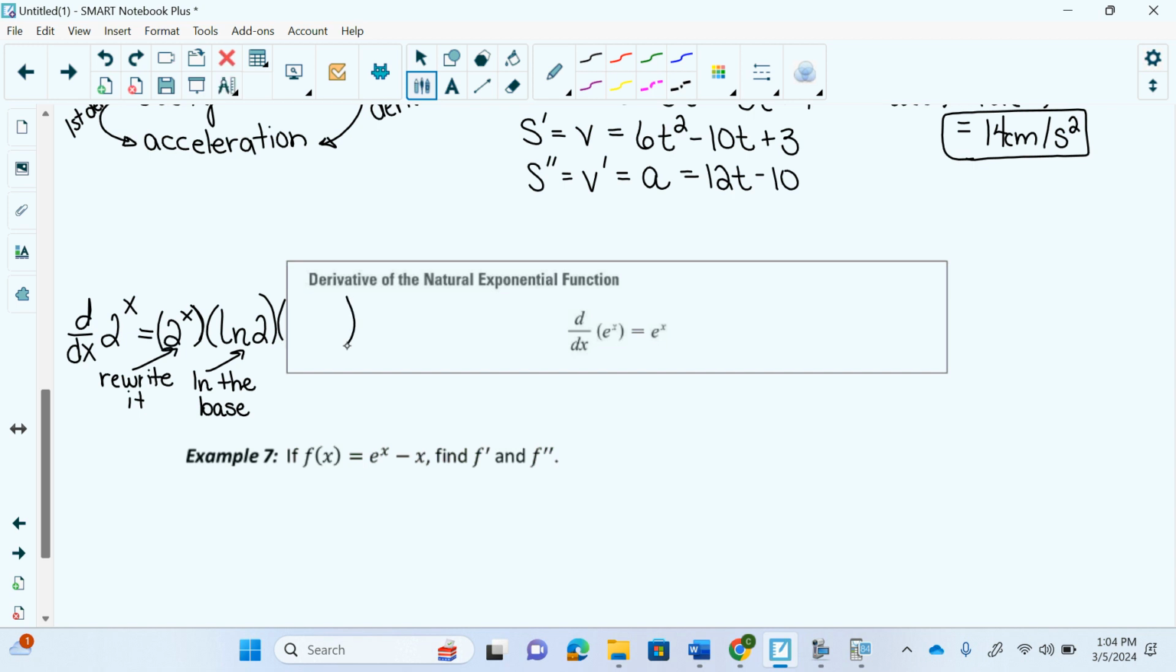What is the derivative of this exponent? What's derivative of x? 1. So did I actually have to write that? No, I didn't. So derivative of 2 to the x would be 2 to the x ln 2. And I wouldn't have to write that 1, correct? Because anything times 1 is itself. Yes?